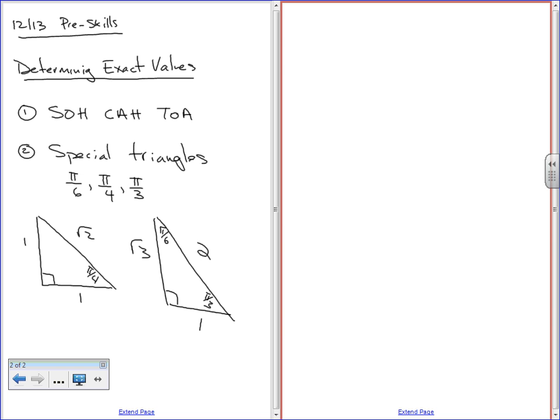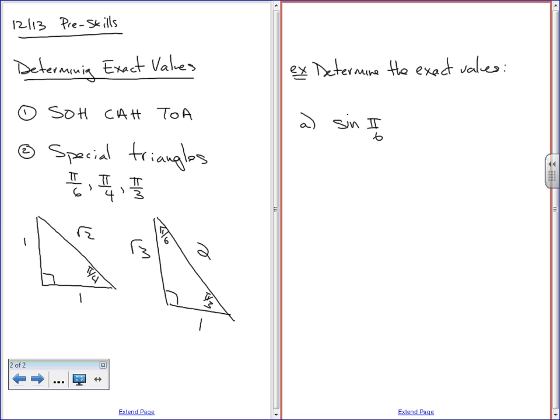Okay. So just a couple of quick examples of determining the exact values. Determine the exact values. So whenever you're asked to determine the exact values, you shouldn't need to use your calculator. Okay? Although you'll have your calculator in order there to check to see whether you've done it correctly. So the exact value of sine of pi over 6.